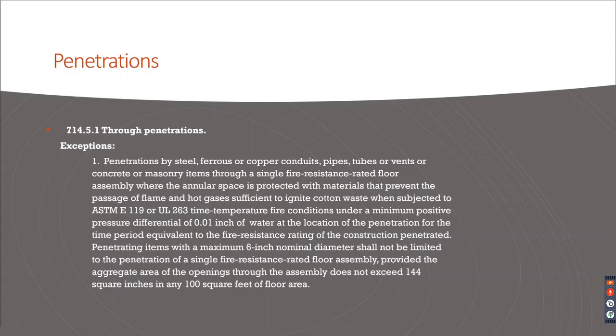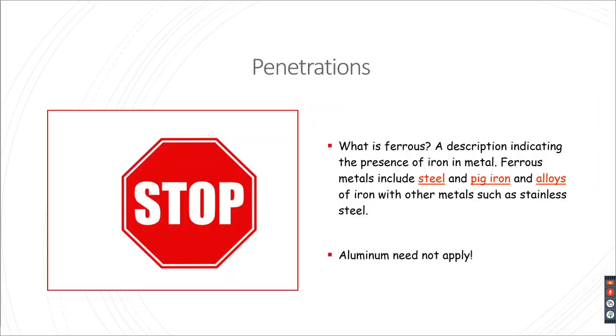for the time period equivalent to the fire resistance rating of the construction penetrated. Penetrating items with a maximum 6-inch nominal diameter shall not be limited to the penetration of a single fire resistance rated floor assembly, provided the aggregate area of the opening through the assembly doesn't exceed 144 square inches in any 100 square feet of floor area. You can see some of that similar language. So if you're wondering what is ferrous, it's a description indicating the presence of iron in metal, and it includes steel and pig iron and alloys, and not aluminum.